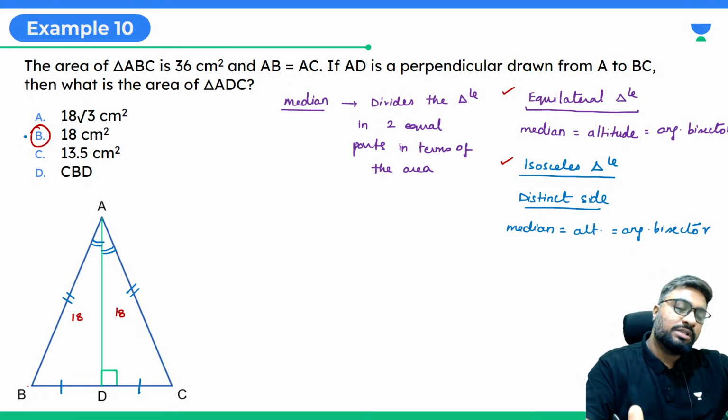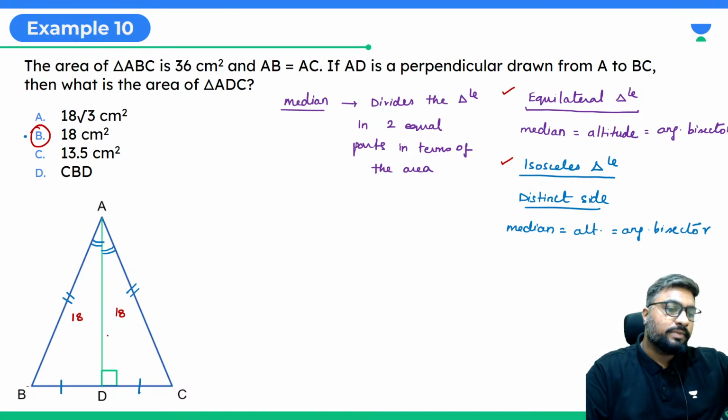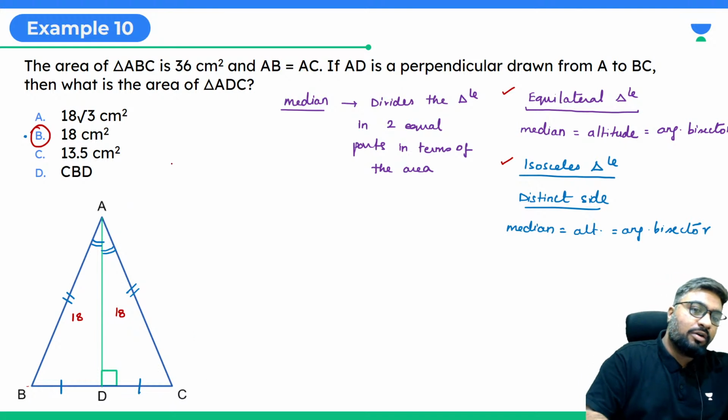Alternatively, what you can do is you can prove these two triangles to be congruent. Triangle ADB and ADC are congruent. If you're comfortable with congruency, triangle ADB is congruent to triangle ADC.